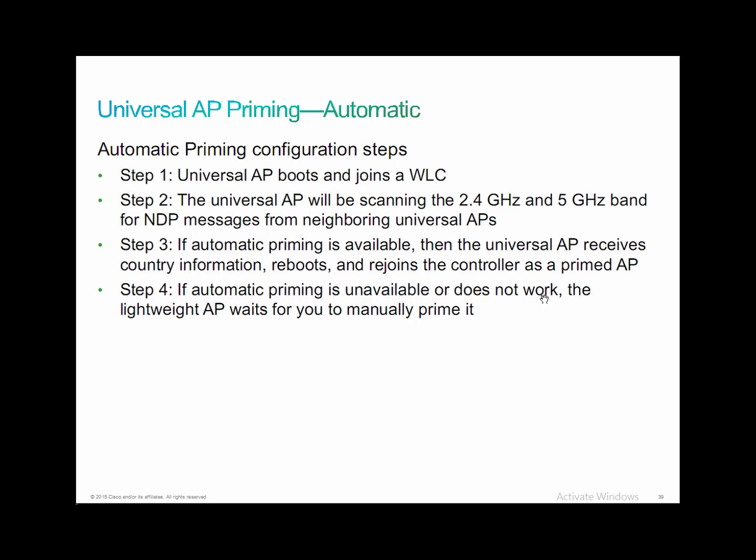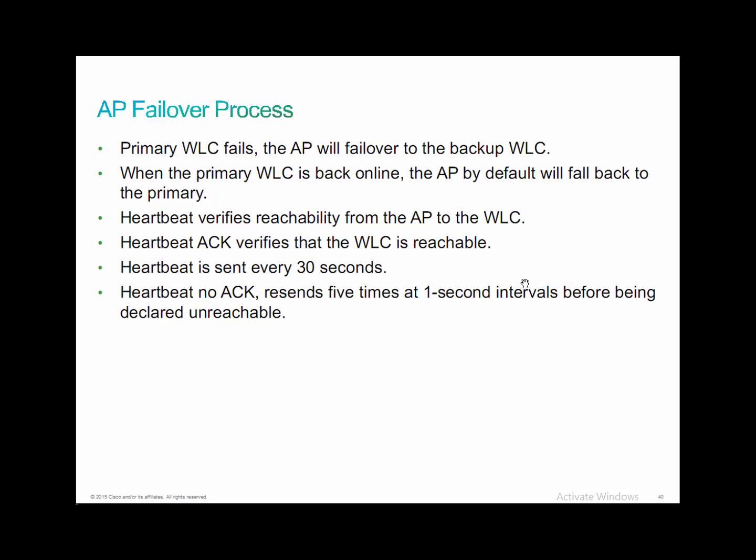For brand new installations, the very first universal AP to be primed has to be primed manually using the steps that we talked about on the previous couple of slides. Once that first universal AP is primed, any other unprimed AP that boots up in the same neighborhood receives the same priming information through Cisco NDP, the Neighbor Discovery Protocol, and it gets primed. If automatic priming doesn't work, then you're going to have to prime the AP manually again. Again, you're not configuring the AP with a bunch of configurations. You're just basically identifying its physical location. All right?